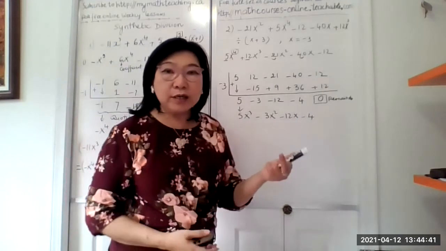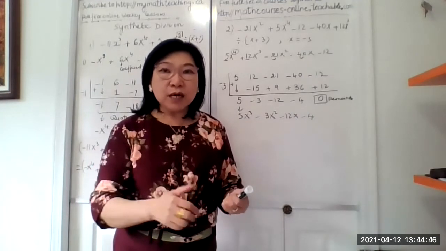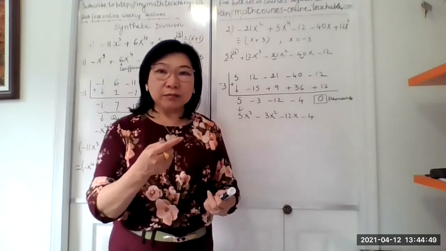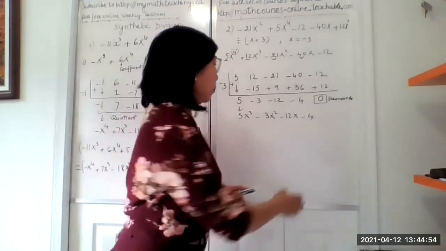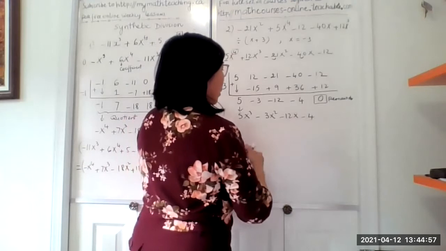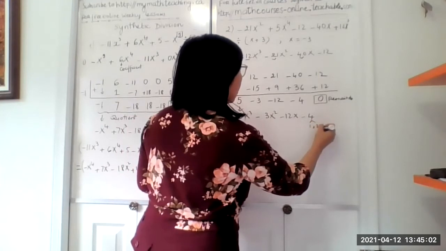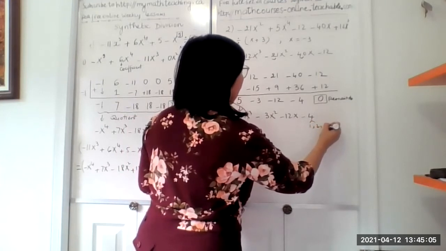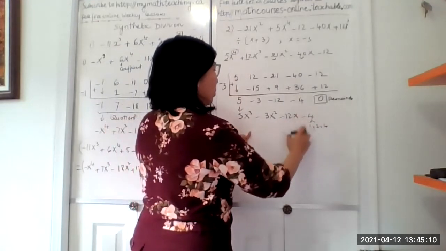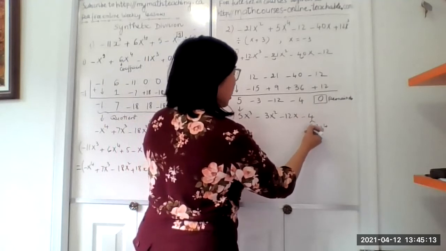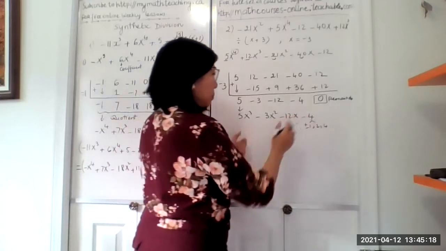Now, of course, we start with the simple number first, right? Which is plus 1. If plus 1 doesn't work out, you can try the minus 1. Minus 1 doesn't work out, you try minus 2 or plus 2, right? Now, I know the factor of 4 here can be 1, can be 2, can be 4, right? So I'm going to try to see if any of these factors, both positive and negative, work out to make this expression become 0.